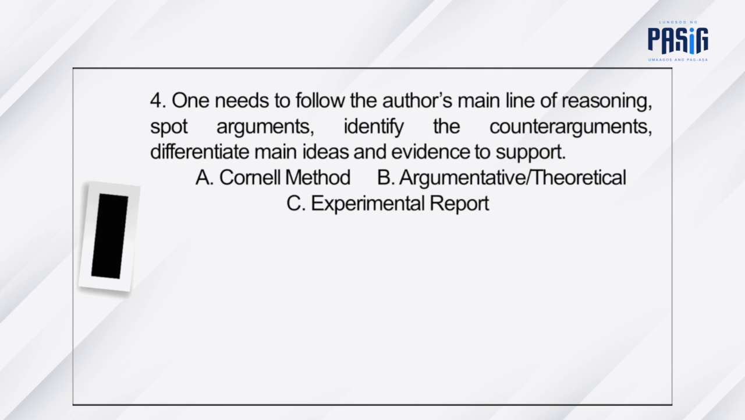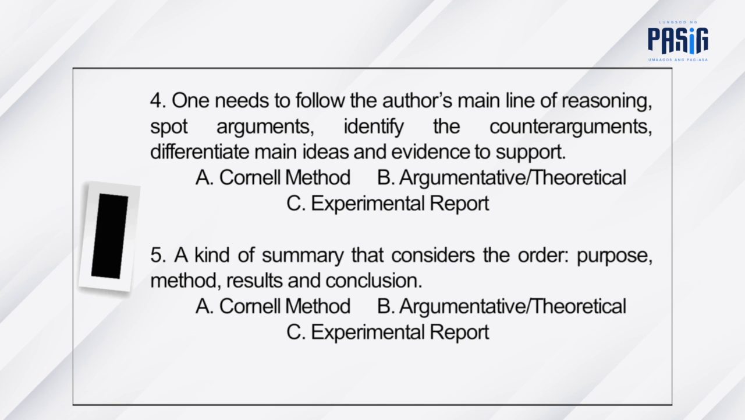4. One needs to follow the author's main line of reasoning, spot arguments, identify the counter-arguments, differentiate main ideas and evidence to support. A. Cornell method. B. Argumentative or theoretical. C. Experimental report. 5. A kind of summary that considers the order, corpus, method, results, and conclusion. A. Cornell method. B. Argumentative or theoretical. C. Experimental.